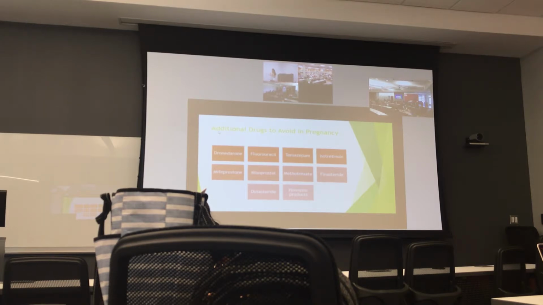And then in the second row, you can see mifepristone and misoprostol. These drugs are associated with inducing contractions, and so if you're not going into labor, it's not safe to use at all. And then lastly, hormone products should be avoided as well.